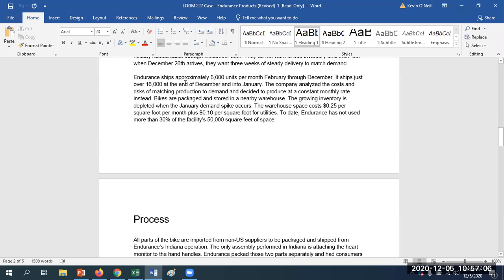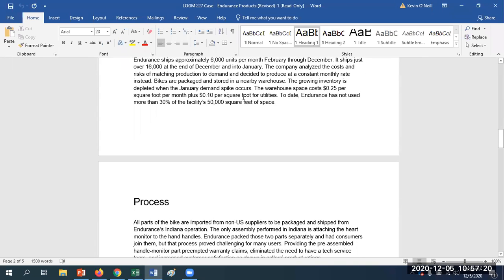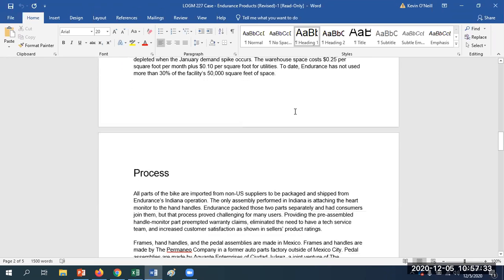So the company analyzed the cost and the risk of managing production demand and decided to do it at a constant monthly rate so that you would build up some inventory throughout the year and then ship a bunch at the end. And then it gets depleted when the January spike occurs and you start all over again. It has the cost of warehouse space in here. So it winds up costing you about 35 cents per square foot per month.